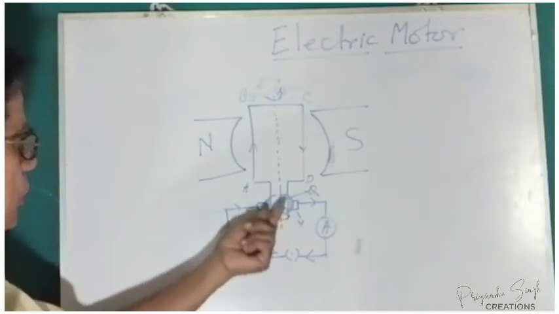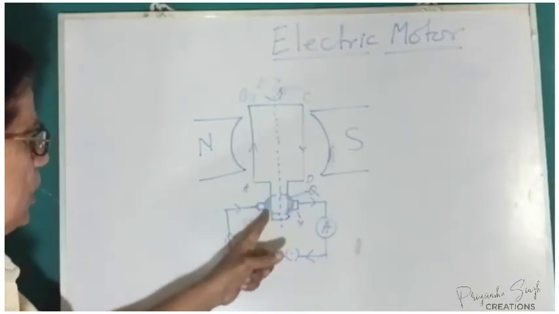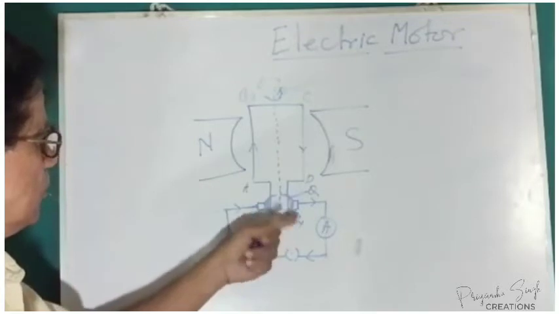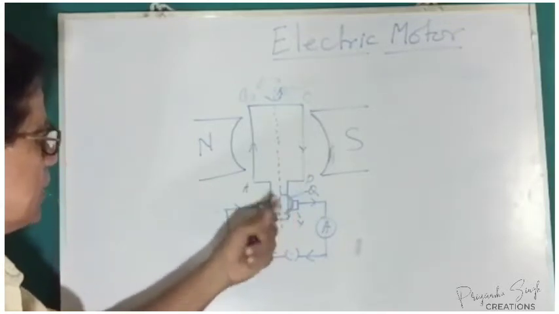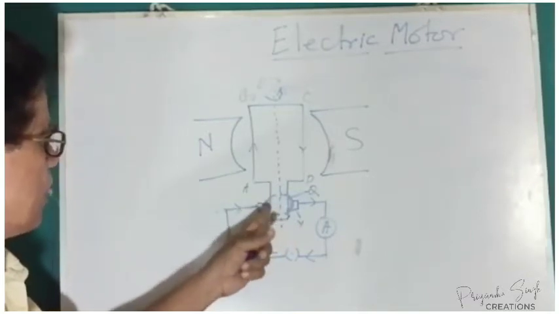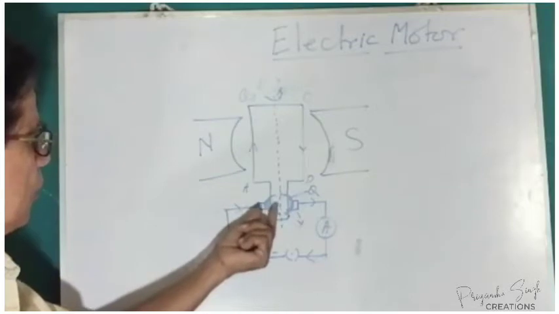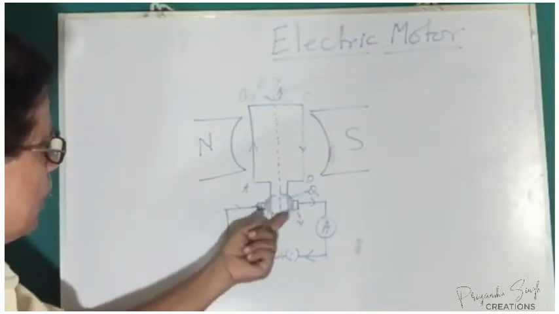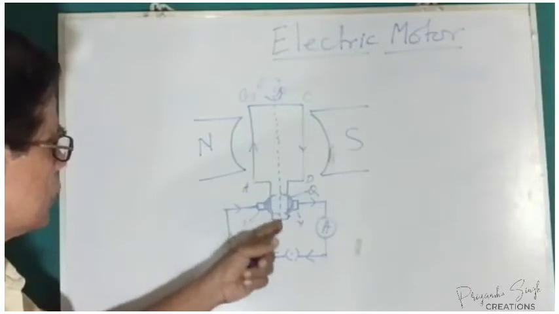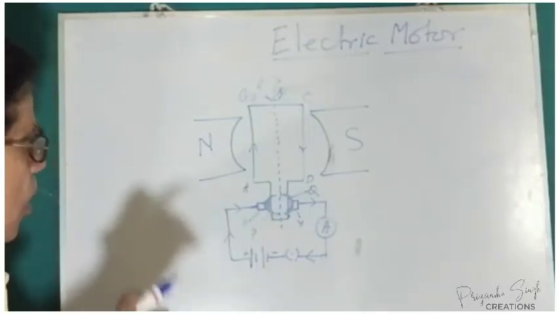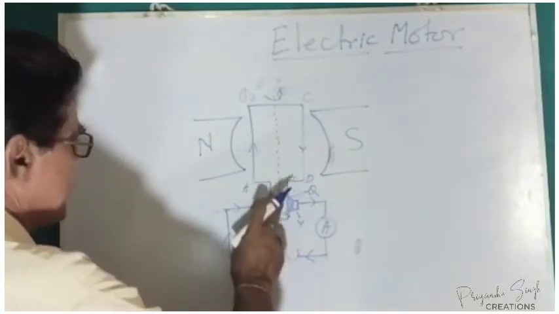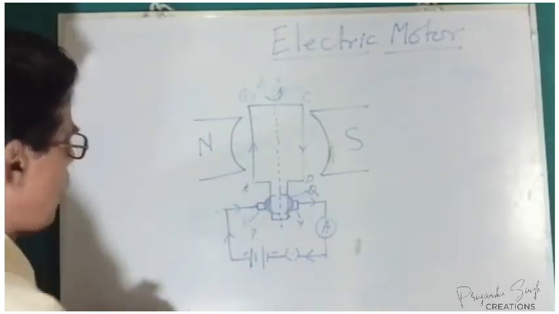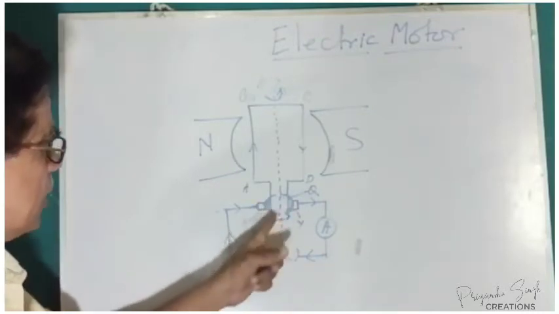Now see here, the ends of the coil are fixed permanently with the split rings mounted on the shaft or the axle of the shaft, with a base made of insulating material. This split ring is mounted over the axle on insulating materials, which restrict the direct contact of the split ring with the axle.